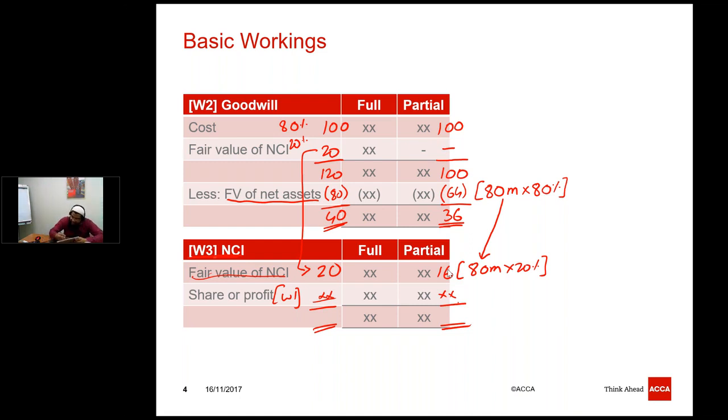So actually, if you see, the difference between both these values is 4, and the difference between both these values is also 4. So the difference will always be the same between the goodwill partial and full, and the NCI partial and full, because this 4 actually relates to the goodwill of NCI. Is it clear to everyone?